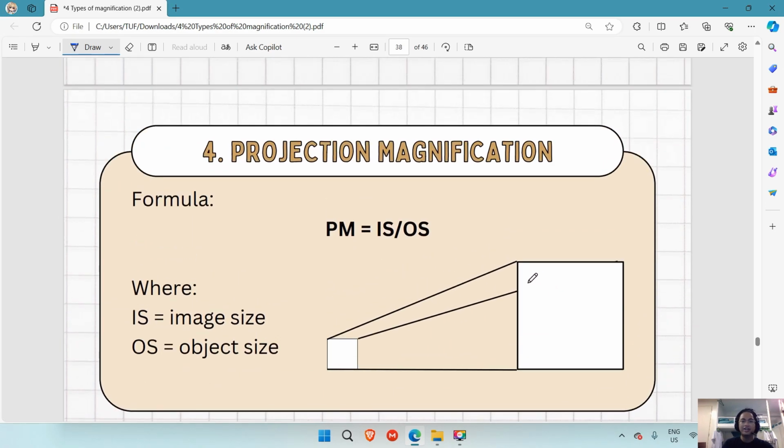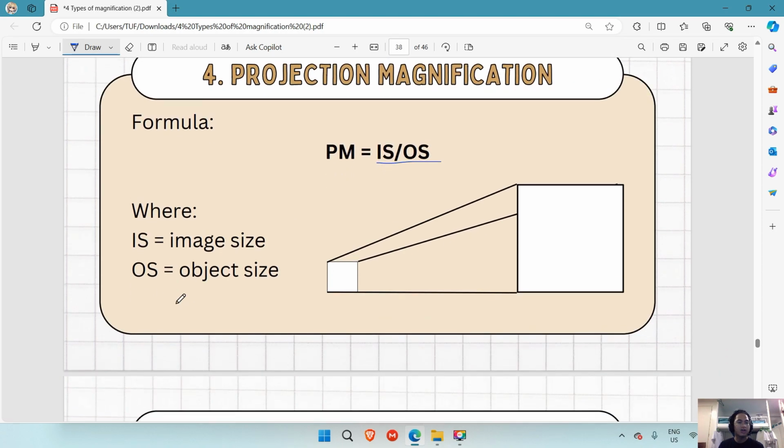Okay. Now, let's proceed with the fourth and final type of magnification, which is the projection magnification. Its formula is PM is equals to IS over OS. ISOS. You have to remember the ISOS. PM is equals to ISOS, where IS is your image size and OS is the object size.